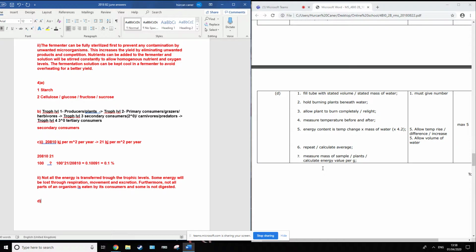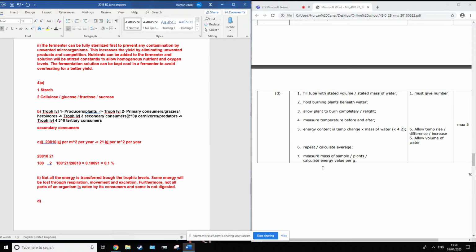Second thing, you fill your test tube up with a specific amount of water, so 20 centimeter cubes. Every time you're gonna use the same volume of water if you're doing it with different samples. Okay, so that's important. And then you're gonna measure the initial temperature of the water. If you don't measure it, you don't know how much it's gonna rise.